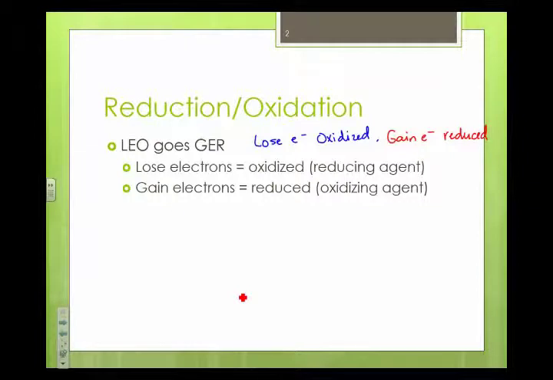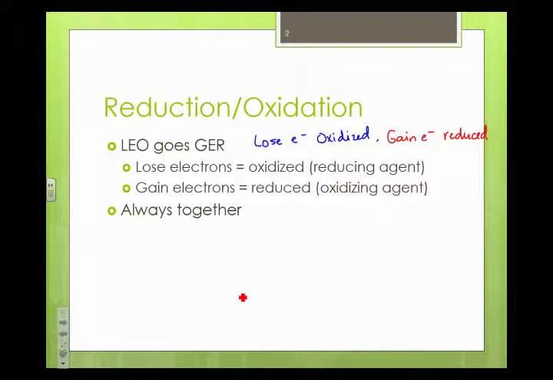It turns out that if you lose electrons and you're oxidized, you're also the thing that's helping reduction happen, because you're losing the electrons that somebody else can pick up to be reduced. So for maximum confusion, and I don't know why they did this, if you're oxidized, you are also considered to be the reducing agent. And if you are reduced, if you're the substance that's gaining electrons, then you are the oxidizing agent as well.